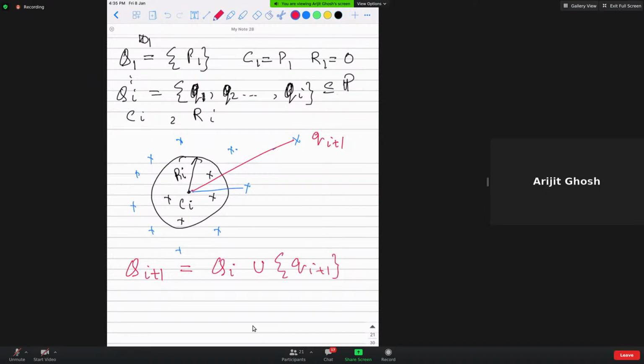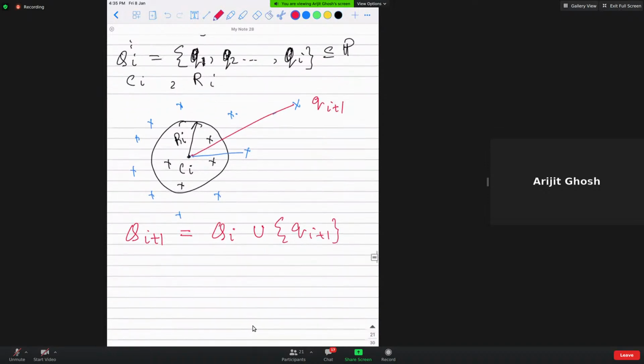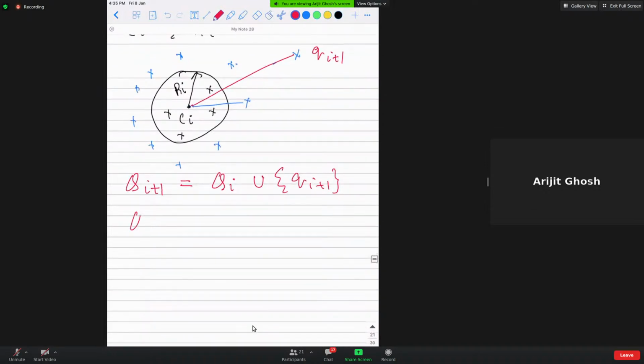What Clarkson basically showed is you do this procedure T times and stop, and you will be done, where T is equal to ceiling of 2 by epsilon. That's it. That Qt will be your core set that you are looking for.